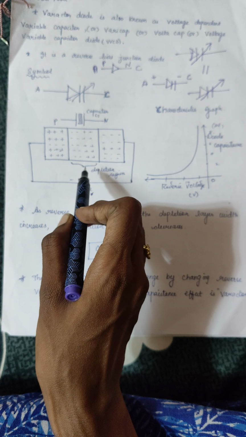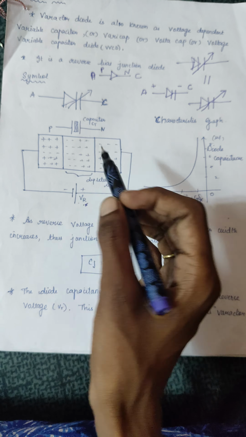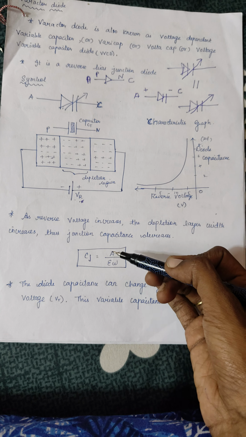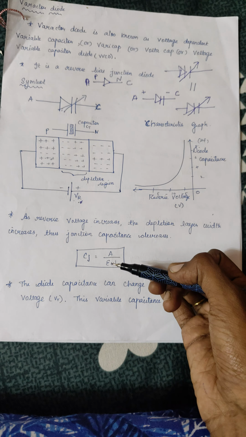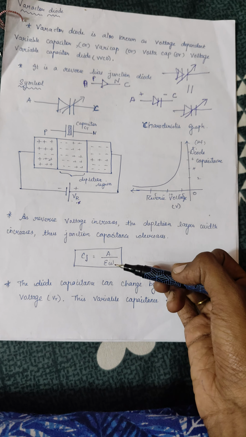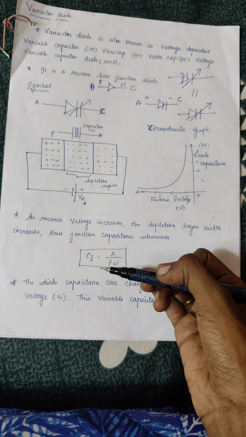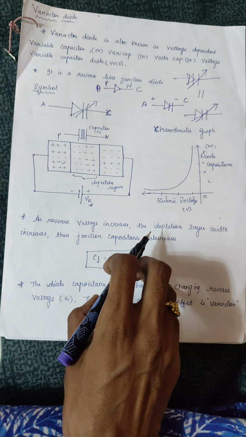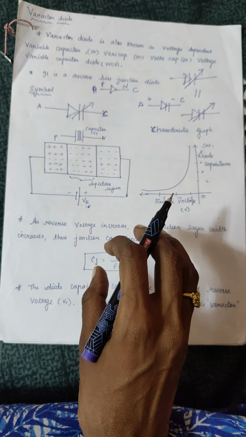If the depletion region increases, then the junction capacitance CT decreases. This is the formula: C equals epsilon A by W, where A is the area, epsilon is the permittivity, and W is the width. The width and the junction capacitance Cj are inversely proportional. So if the width of the depletion region increases, then automatically the junction capacitance decreases. This is the concept of the Varactor diode: as reverse voltage increases, the depletion layer width increases and the junction capacitance decreases. This is the main concept.